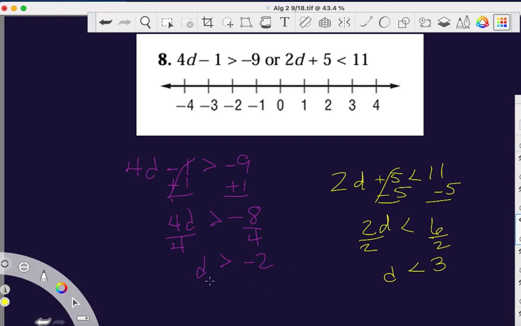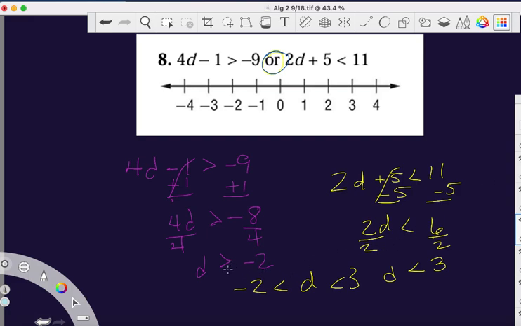So if I want to write this as one solid inequality, I could say that negative 2 is less than D, which is less than 3. And it said "or" up here, right? So they connect. Wait, why did you change the inequality? Did I change the inequality? Yeah, you flipped it. I flipped it, I did.